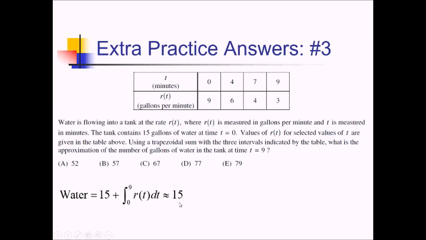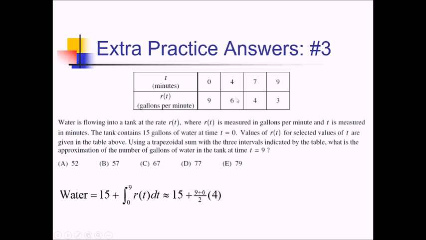Can't forget about that right away. And then we need a trapezoidal approximation using this table. So we're going to have 3 trapezoid areas, all of the form base 1 plus base 2 over 2 times the height. So for my first trapezoid, I've got bases of 9 plus 16 divided by 2 times a height of 4 from 0 to 4.